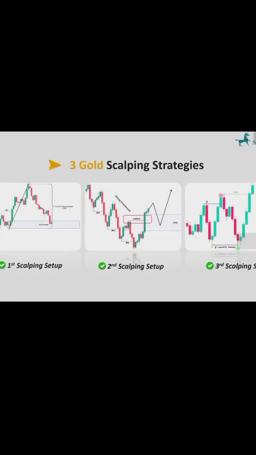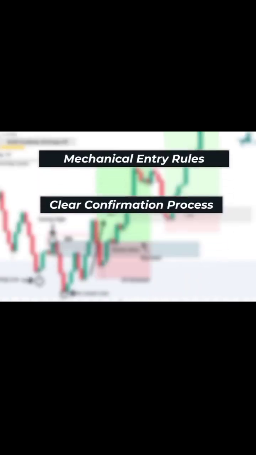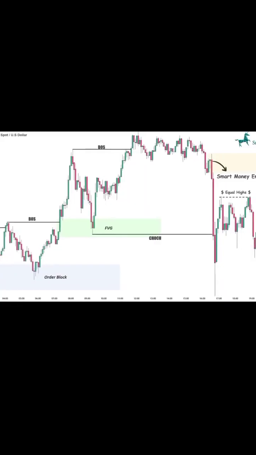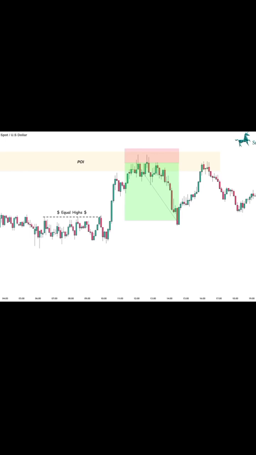In today's video, I'm going to show you my 3 most powerful gold scalping strategies that work perfectly on the 1-minute and 5-minute charts. These are the exact setups I would rely on if I had to trade gold every single day. Each one is built on clear mechanical rules, and I'll break them down step by step. So by the end of this video, you'll have a complete roadmap to scalp gold with ease. Let's get into it.